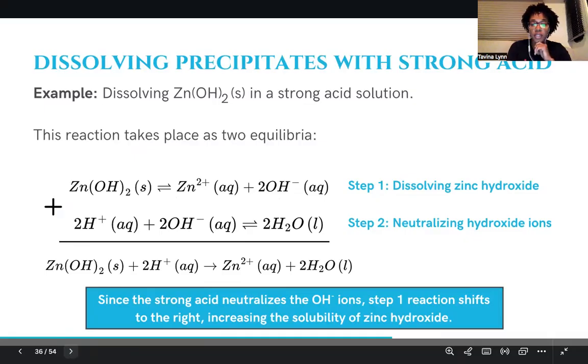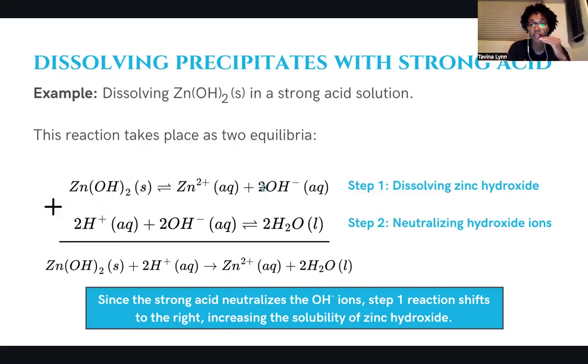And so this is a summary of what I've just said. Since the strong acid neutralizes the hydroxide ions, this step one, or dissolution reaction, is going to shift to the right. And this is increasing the solubility of zinc hydroxide.